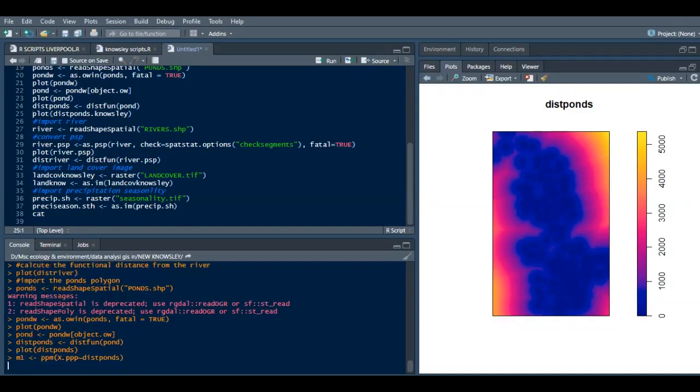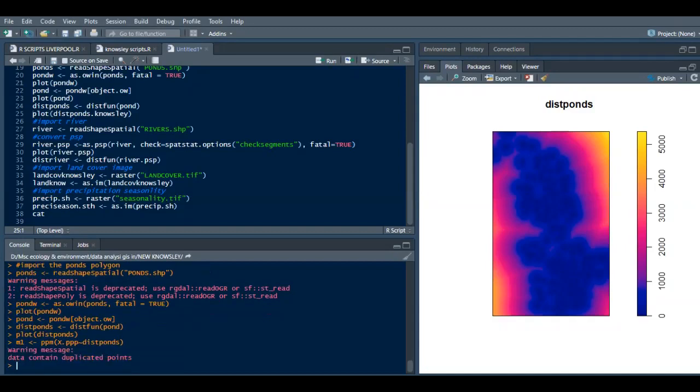So now we're gonna run it, but the data contains duplicates. So what we do, we're gonna remove the duplicates. Let's remove the duplicates.